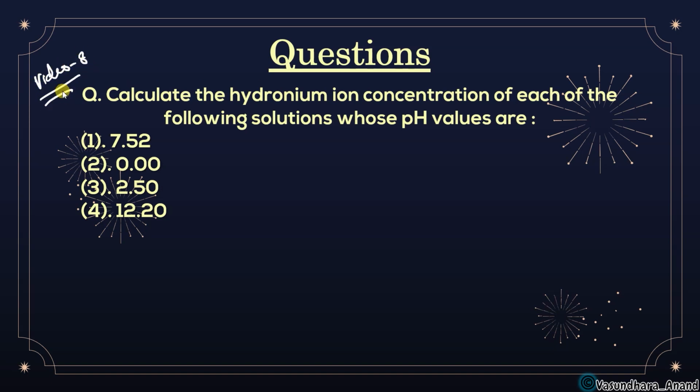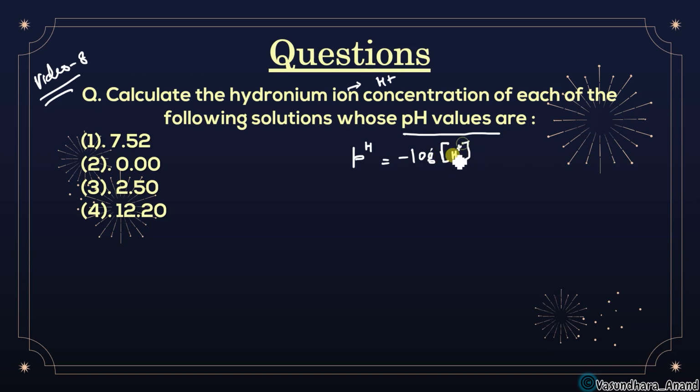So let's start. Let's calculate the hydronium ion concentration. Whether you say hydronium ion concentration or hydrogen ion concentration, both are equal. Okay? Here the pH values are given, and you have to find the H plus. So there is one formula we have to use in this question: pH is equal to minus log H plus.